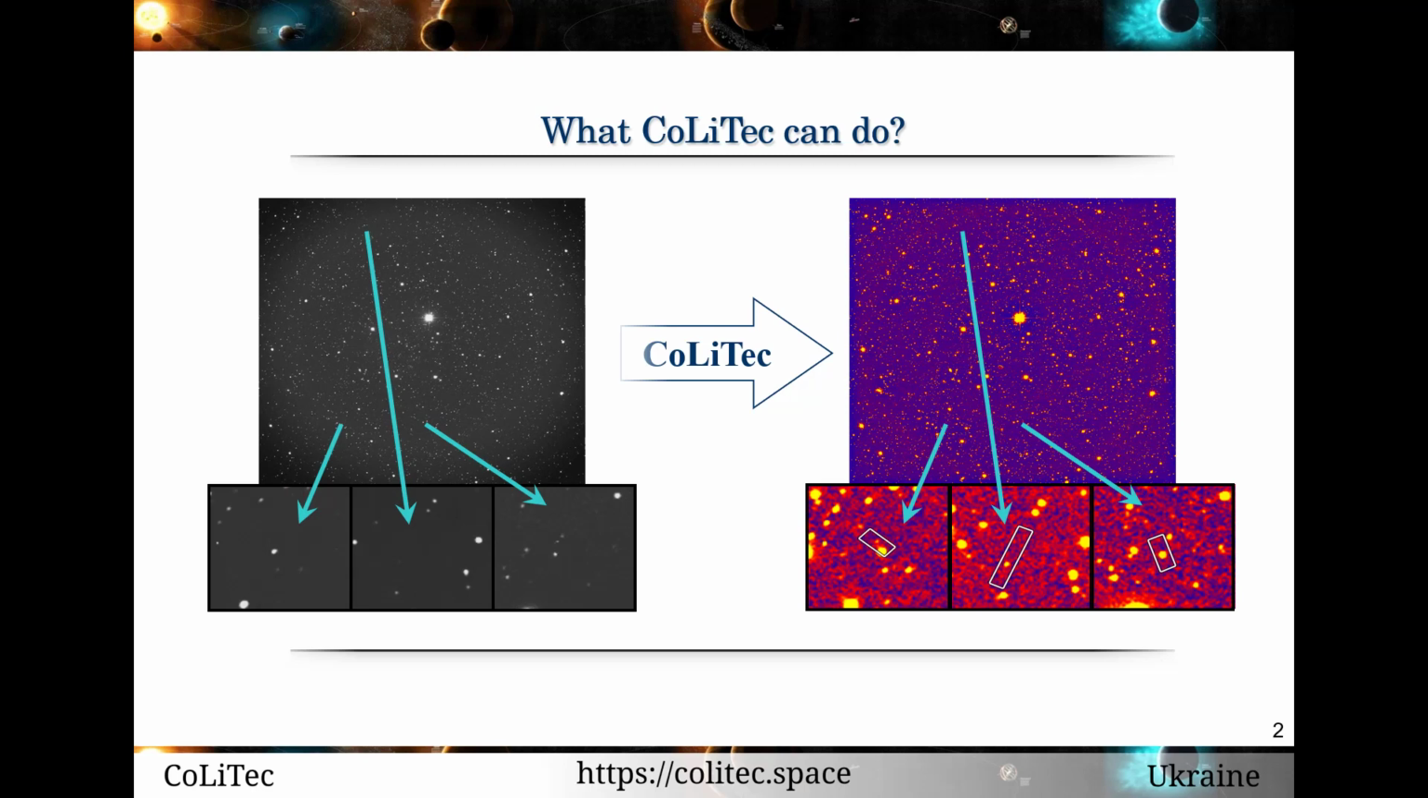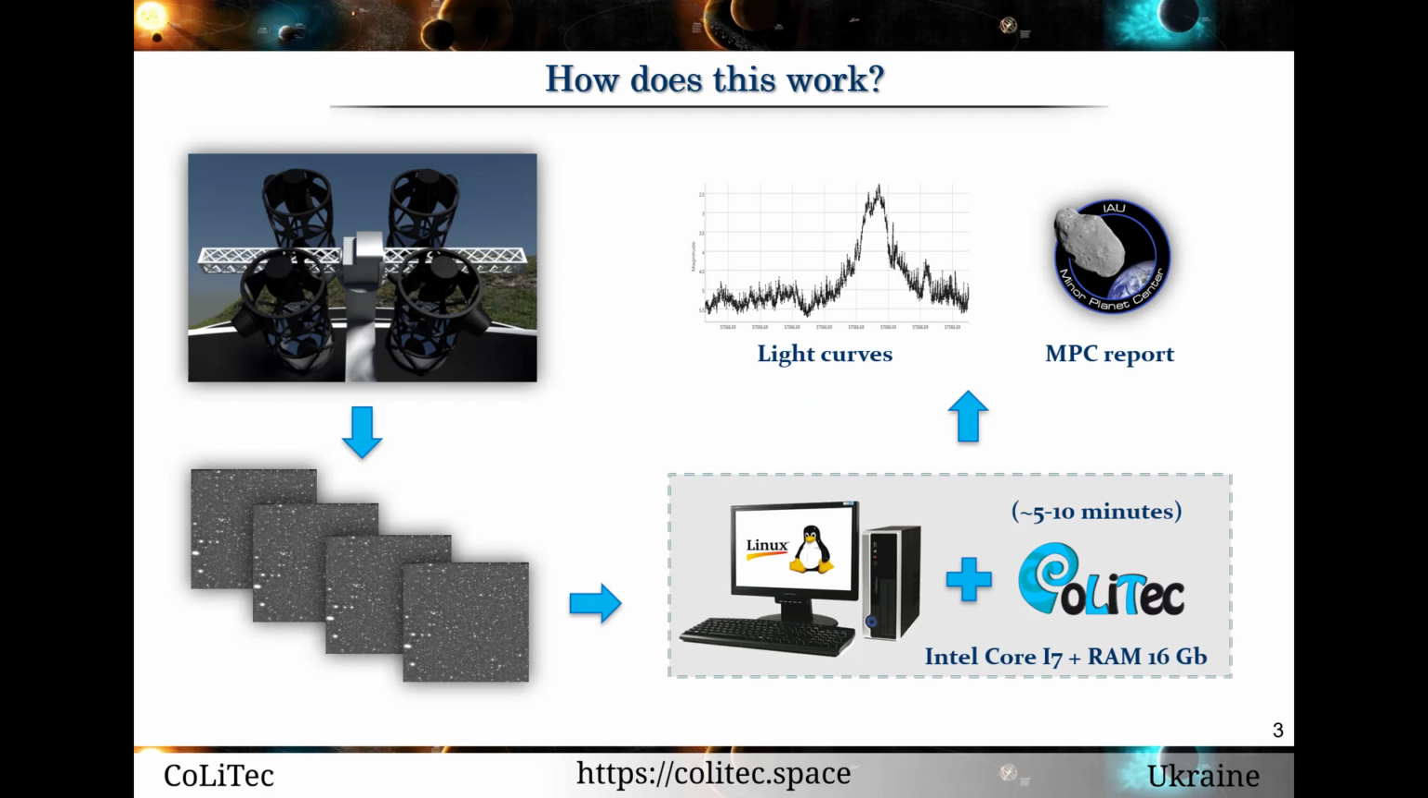On this slide, you can see the results of frame processing by the Kalitek software. There are raw frames on the left side and processed frames with alignment and centered view on the right side. Also, detected moving objects are present on the right side. On this slide, you can see a very brief sequence of the online processing. Images are saved from the telescope, then processed by the Kalitek software in different modes, and we can get necessary results such as light curves and appropriate reports.